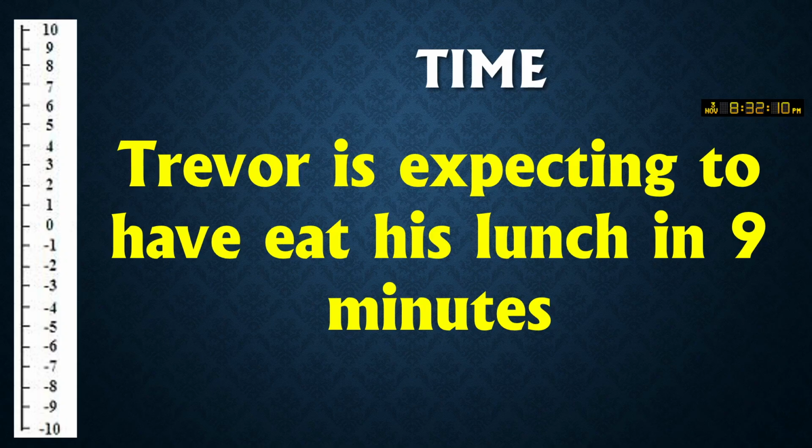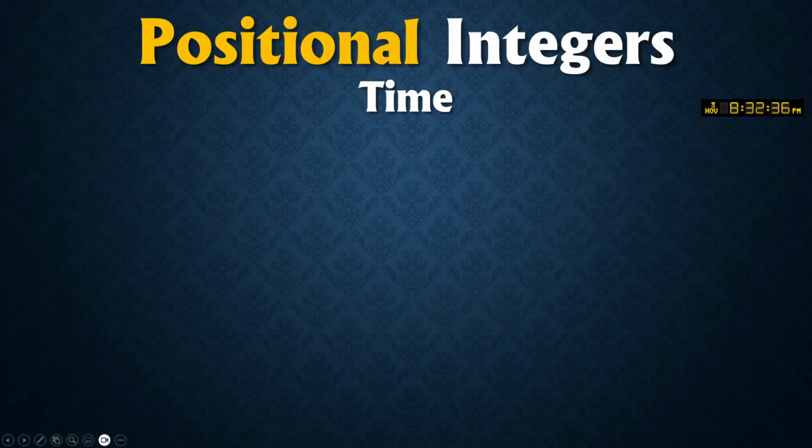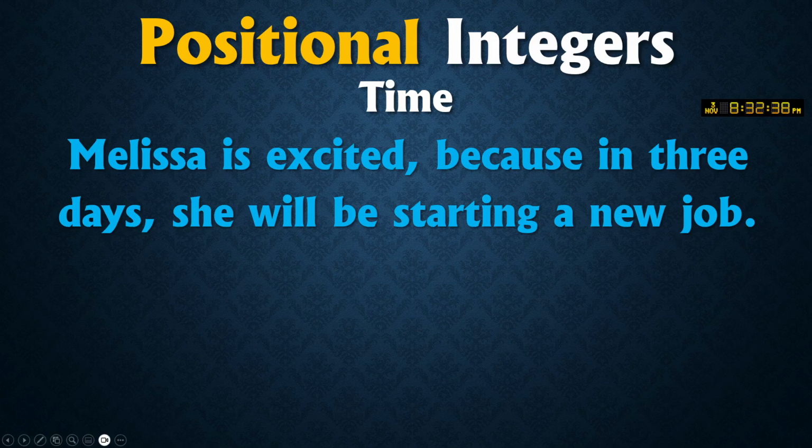Trevor is expecting to eat his lunch in 9 minutes. That means that Trevor hasn't eaten yet. And as you count down, he's going to go from 9 to 8 to 7 to 6 and so on. So his current number is -9 because the event has not happened as yet. Okay. Melissa is excited because in 3 days she will be starting a new job. So her number would be -3.